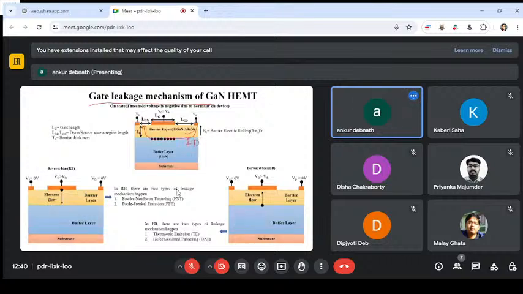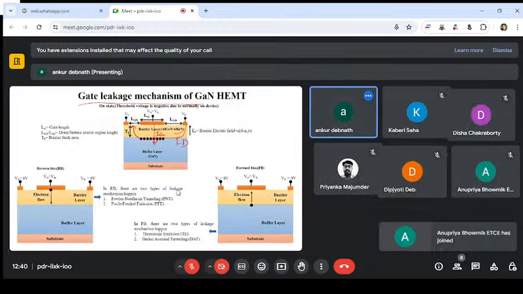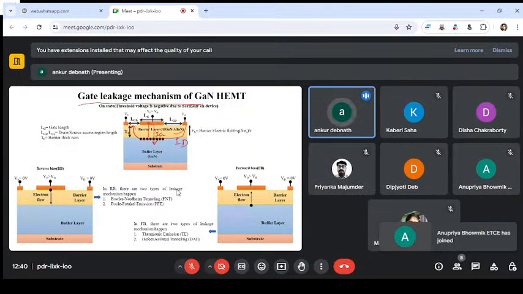That we know. But there is some current that can flow even through here. That is called the gate current, IG. The current can flow in this direction also, this vertical current. That is the gate current. There are different gate leakage mechanisms to describe this IG.